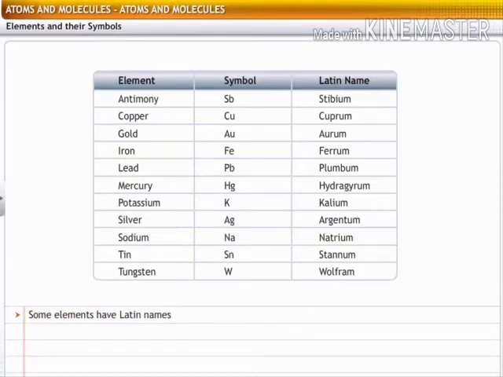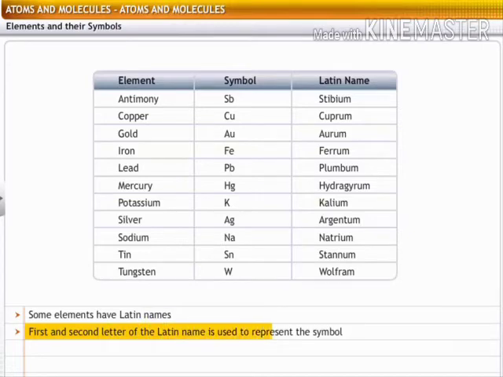There are some exceptions while writing the symbols for some of the elements. These names were derived from Latin. In general, the first letter and the second letter of their Latin names are used to represent the symbols of these elements. For example, antimony is called stibium in Latin, and the symbol is Sb. Copper is known as cuprum, and the symbol is Cu. Gold as aurum, represented by Au. Iron as ferrum, and the symbol is Fe. Lead as plumbum, and is represented by Pb.